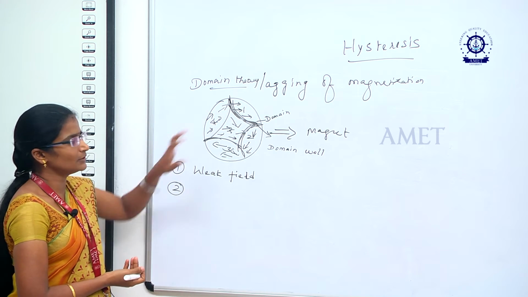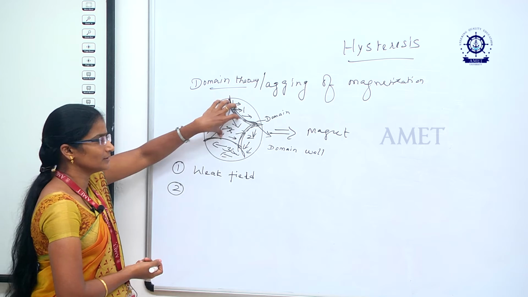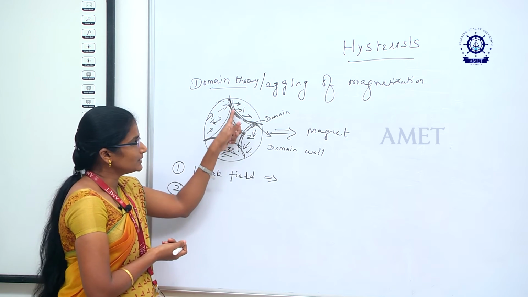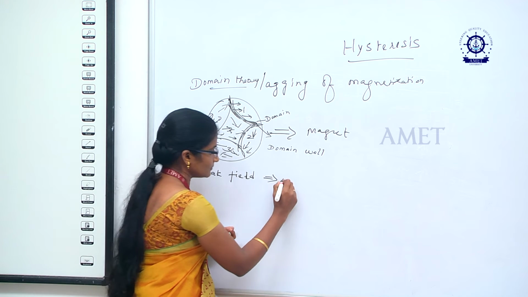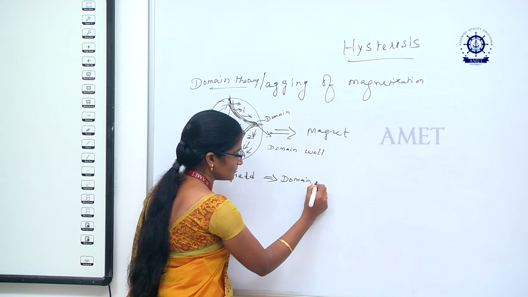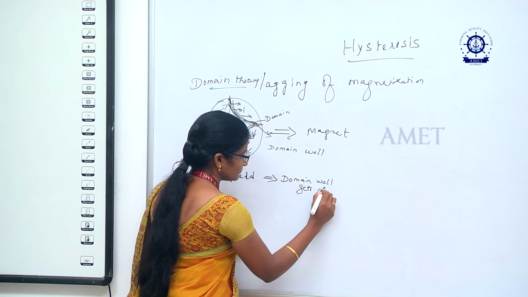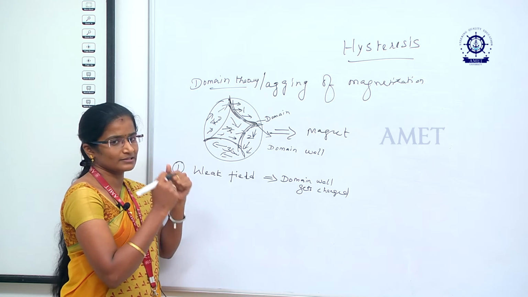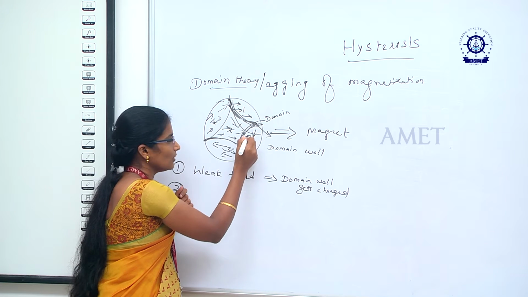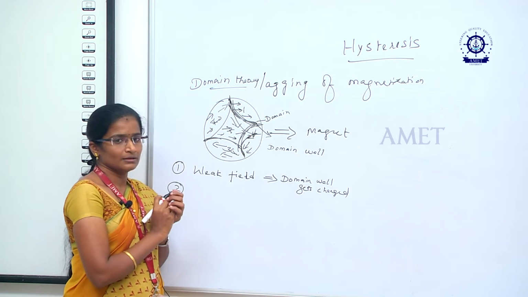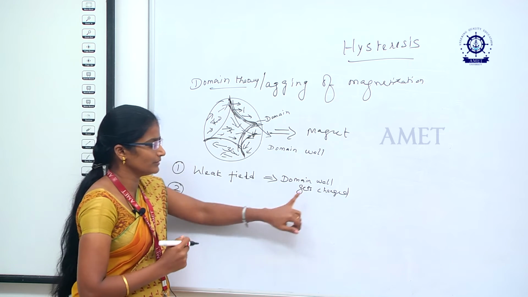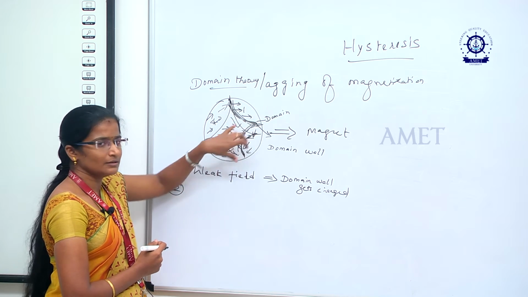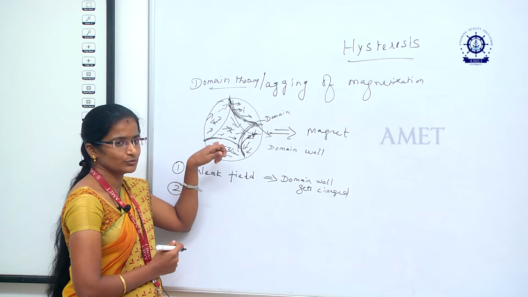What will happen to the domain? Initially we give some field on the bulk material. At that time the domain wall gets changed. Only the domain wall gets changed. That means this domain wall may contract or expand, maybe going like this, or this domain going like this, expansion or contraction. So when we give some weak field on this material, the domain wall changes its position.